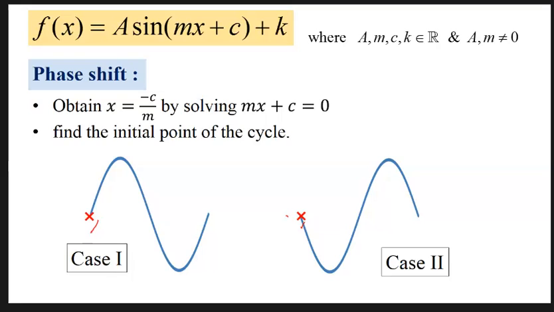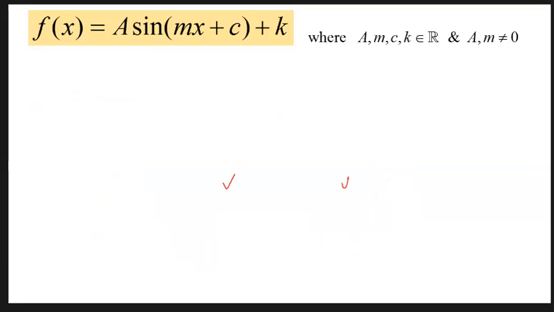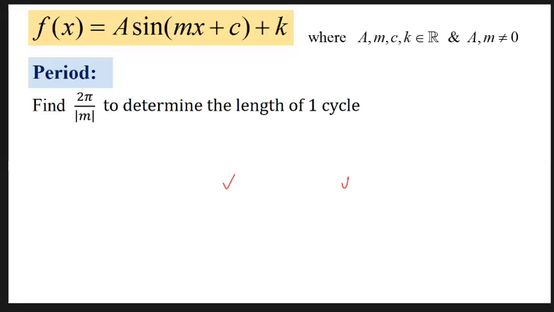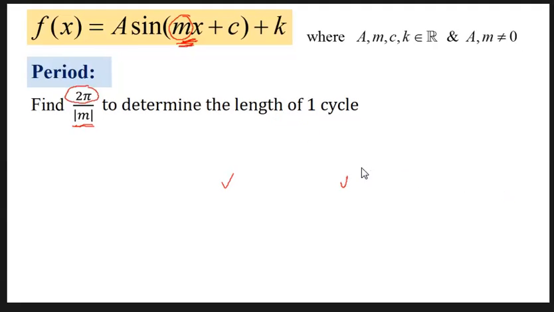The next important term we're going to discuss is the period. We find the period by taking 2π divided by the modulus of m, where m is the coefficient of x. The modulus ensures that we always have a positive result, as this determines the length of one cycle of our sine. To have a better idea of what I mean by the length of one cycle of a sine graph, let us see from the diagram.